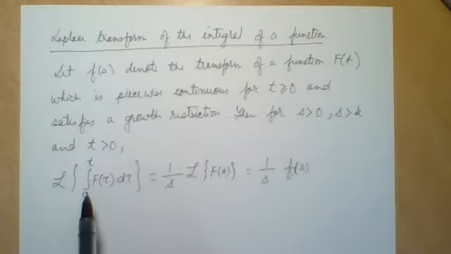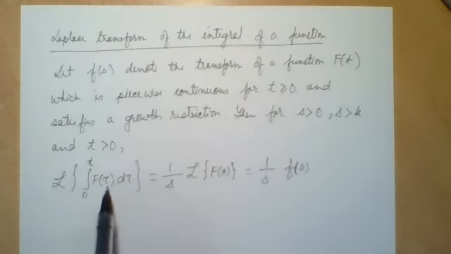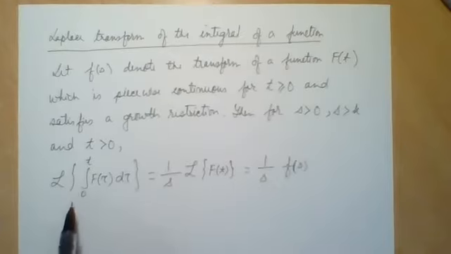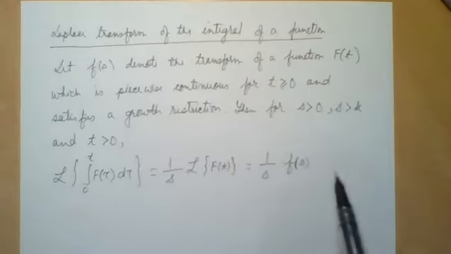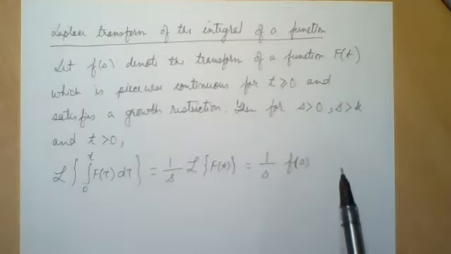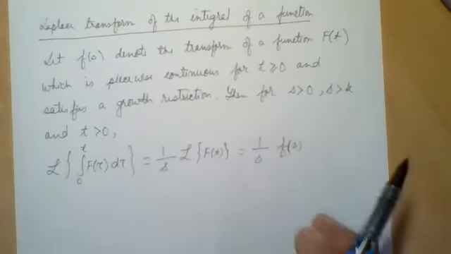So here the integration is from 0 to t, and this integration variable can be represented by any other symbol. Here I have used tau as the integration variable. So this is the Laplace transform of the integral of a function, and it is equal to 1 by s times the transform of the function. Okay.